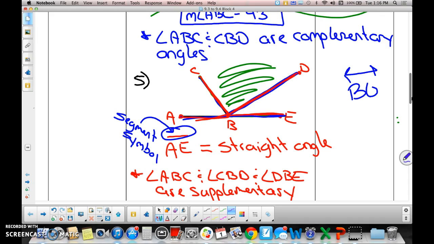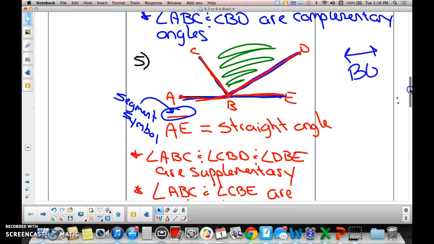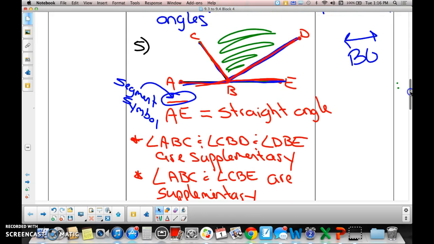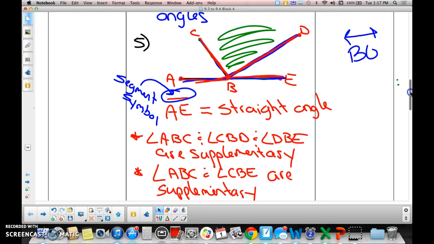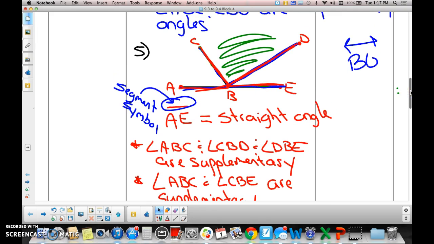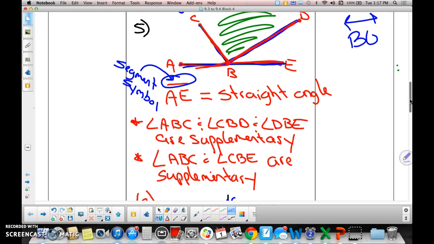Well, you getting all this? Okay. I told you for the drawing here, number 5, that AE is a straight angle. What does a straight angle measure? 180 degrees. If you look at the notes here, ABC, CBD, and DBE are supplementary because they all together add up to 180 degrees or form a straight line. But we also talked about the fact that ABC and CBE are supplementary because we combine two angles into one big angle. I think you're probably okay with that.